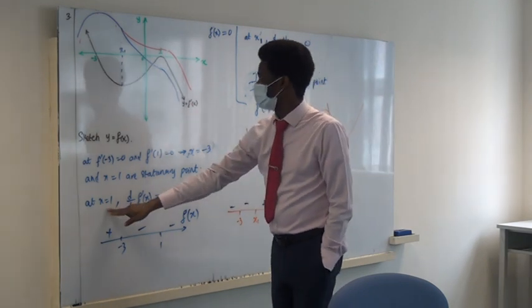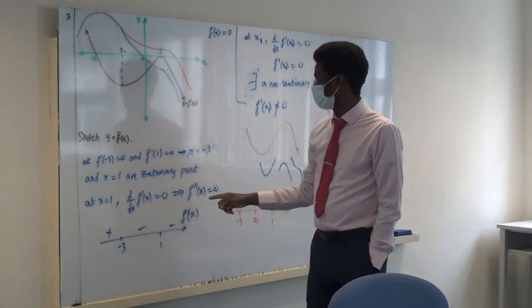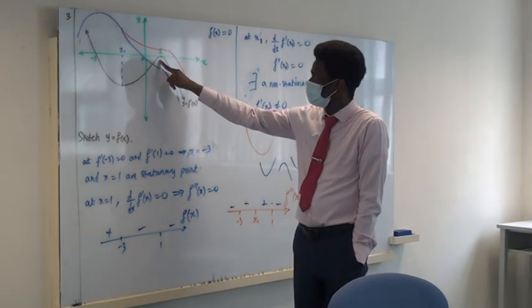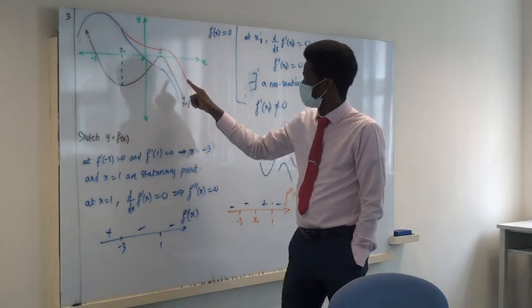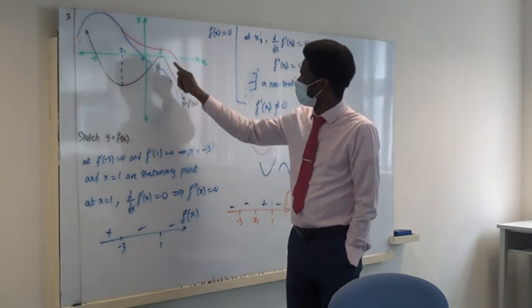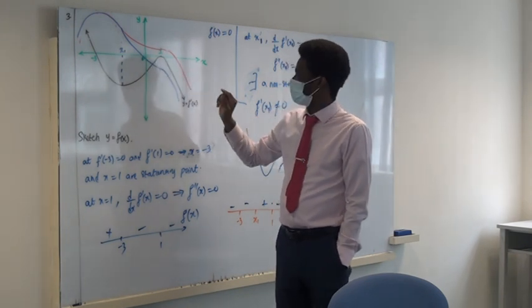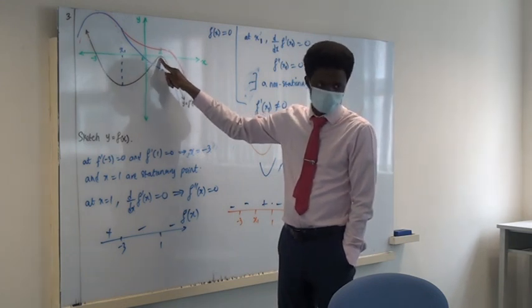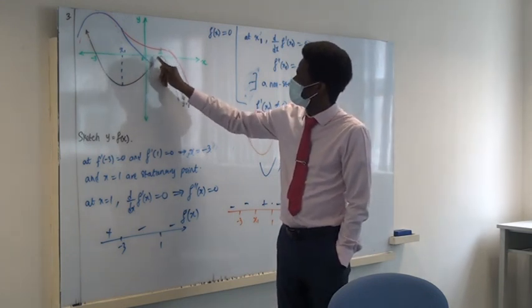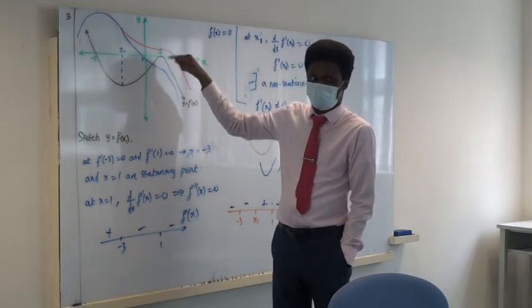Now, at x is equal to 1, we notice that there's a turning point, a stationary point based on this function. You can see clearly, because that is where, I'm not talking about the fact that it crosses the x-axis now. I'm talking about the fact that there is a turn here. So even the gradient function has a stationary point here.